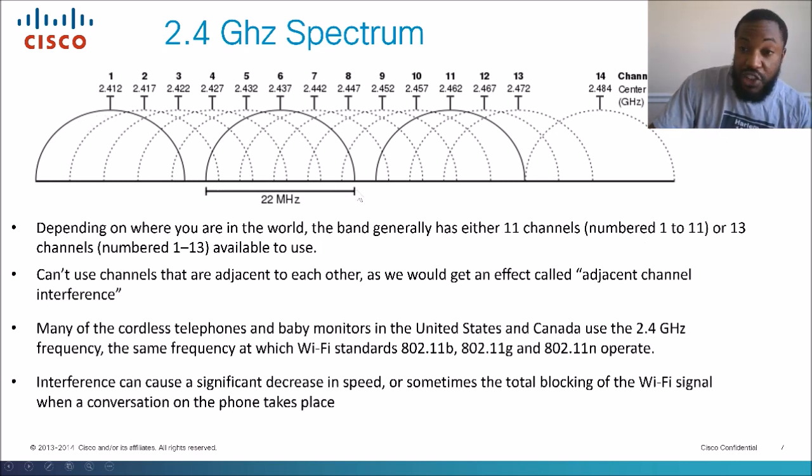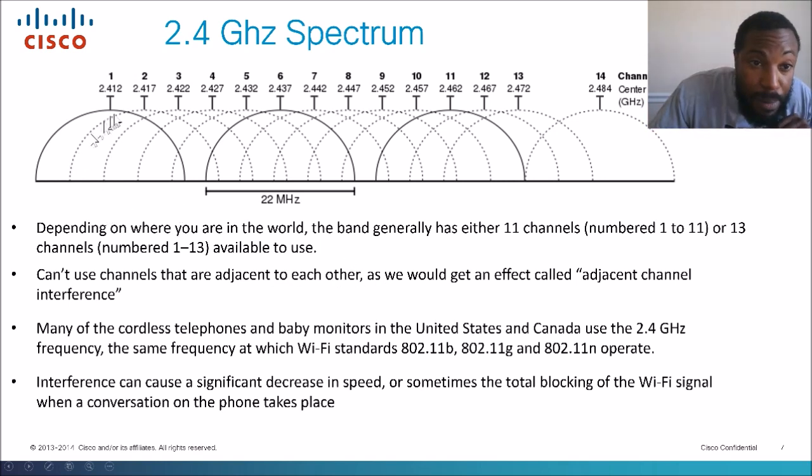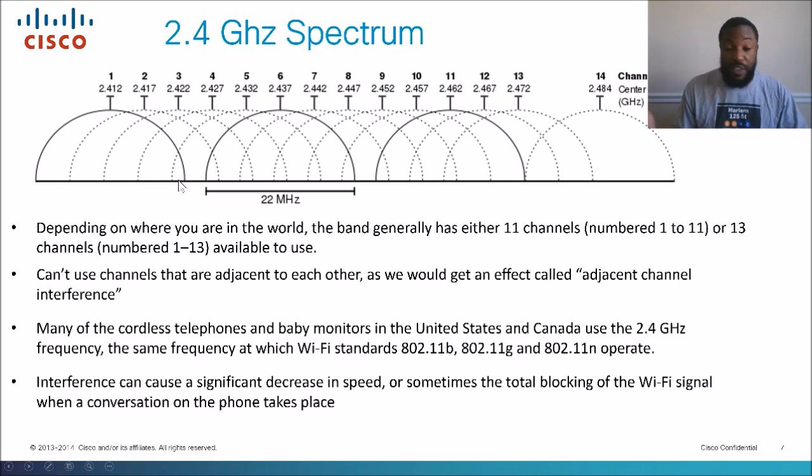That's why I said channels. So they're numbered 1 through 13 for use. Like I said, they're 22 megahertz wide. So you can't use channels that are adjacent to each other. What do I mean by that? Channels that overlap. And that's the point of this video. We talked about the overlapping channels.